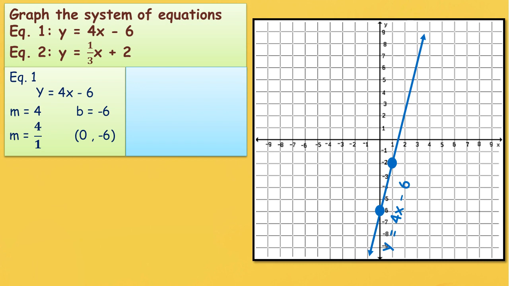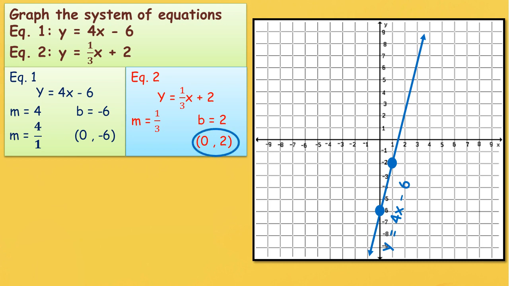Next equation, equation number 2. Y is equal to 1/3 x plus 2. Ang slope natin is 1/3. So, ang slope natin ay meron ng rise over run kasi naka-fraction form na. Okay, next. Ang y-intercept naman natin dito is 2. Ang coordinates ng y-intercept ay 0, 2.